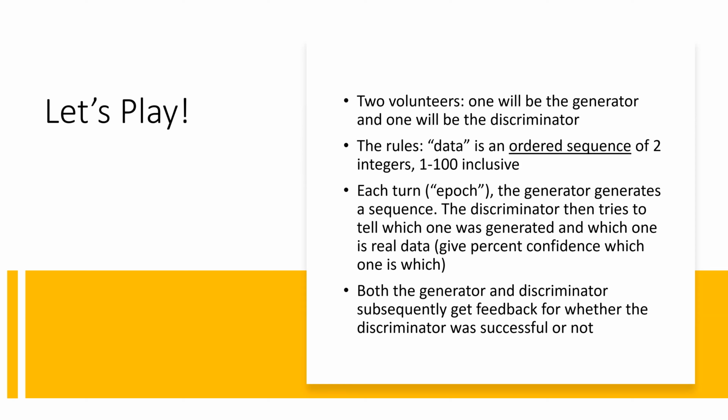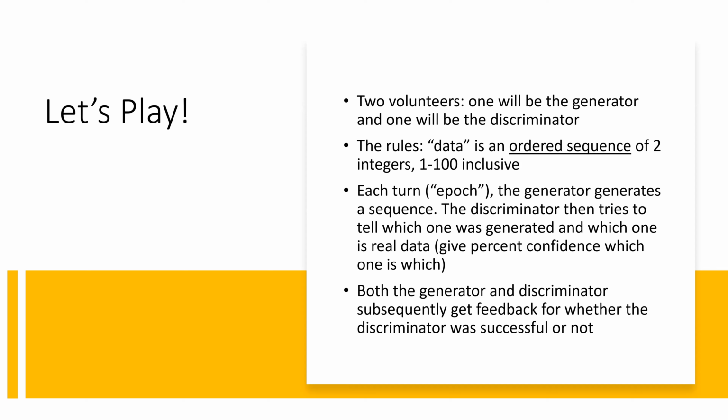Here are the rules. The format of our data is an ordered sequence of two integers from 1 to 100 inclusive. So here are some examples of data: 1, 2, 9, 8, 17, 9, 100, 1. It's ordered, so 1, 100 is different from 100, 1. Also, it has to be an integer, and both numbers have to be in the range 1 to 100. The numbers can be the same. For example, 8, 8 is an example of valid data.